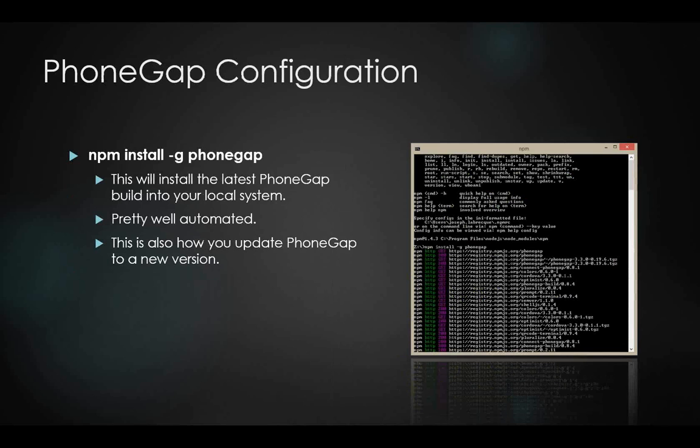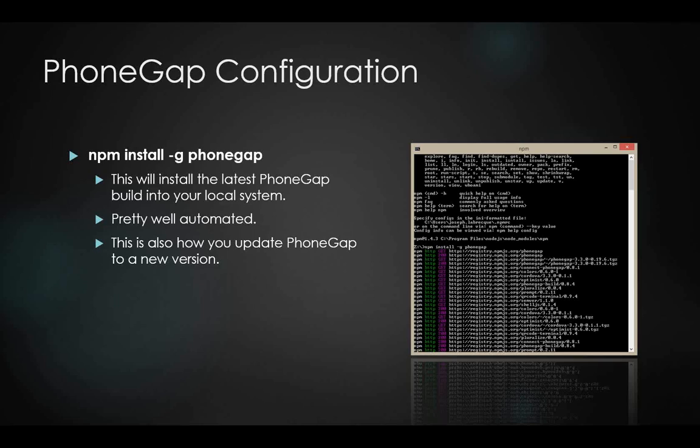So the configuration of PhoneGap itself, here you can see I have a command line window open, and I simply say npm, which is Node Package Manager. I tell it to install PhoneGap. That's going to grab the latest PhoneGap down from the package manager and build it into the local system. It's really automated. There's a whole bunch of stuff, as you can see, that gets pulled down and installed, but really it's pretty hands-off, even though we are dealing with the command line here.